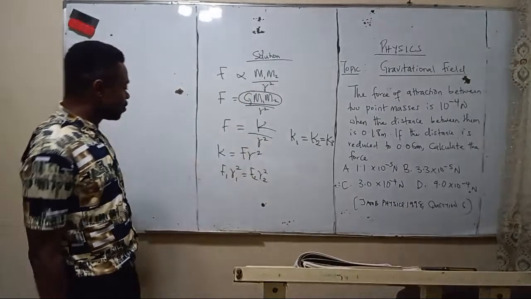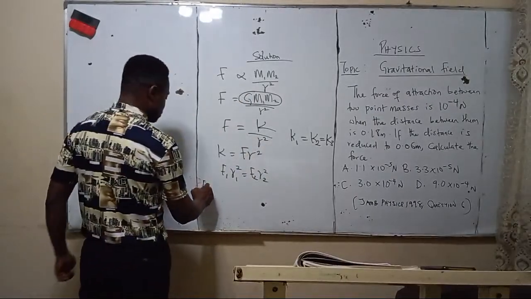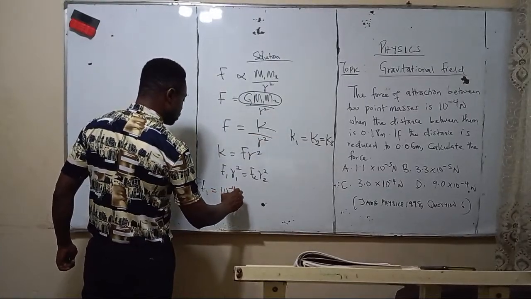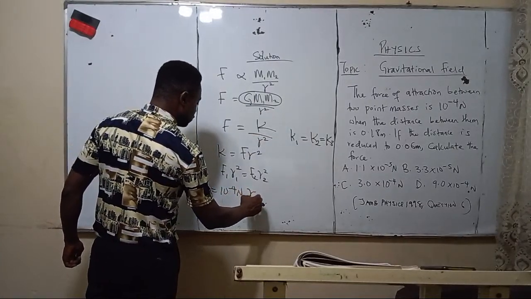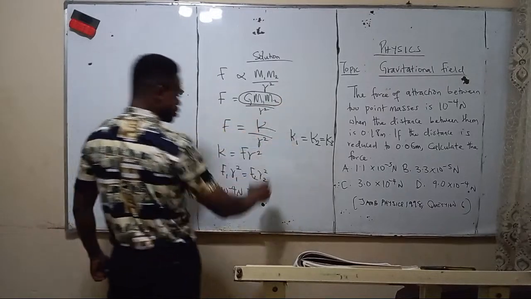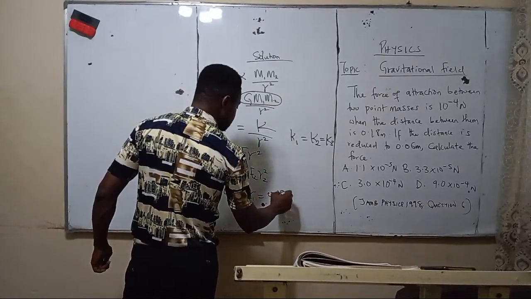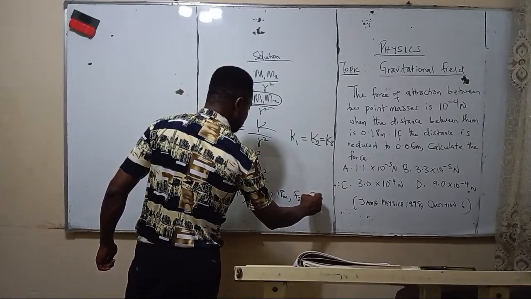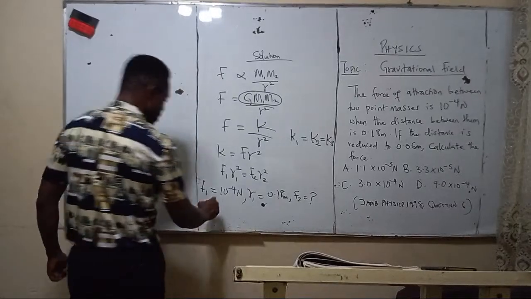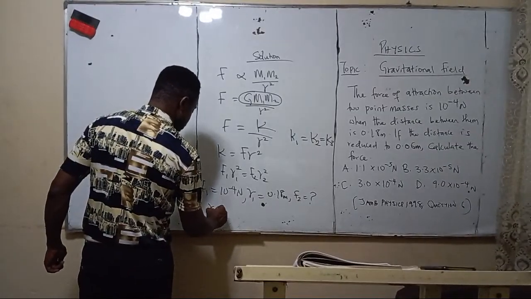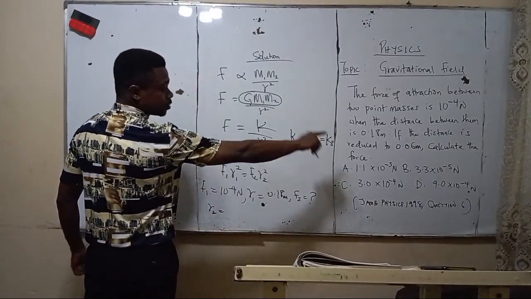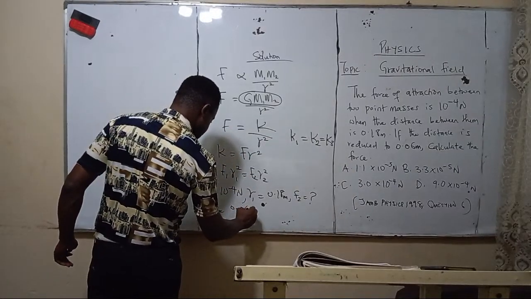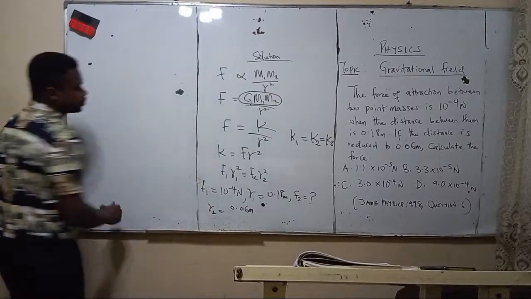From here now, F1 is 10 raised to the power minus 4 Newton. R1 is 0.18 meter. F2 is what they're looking for; we don't know it. R2 is reduced to 0.06 meter. So let's continue from here.